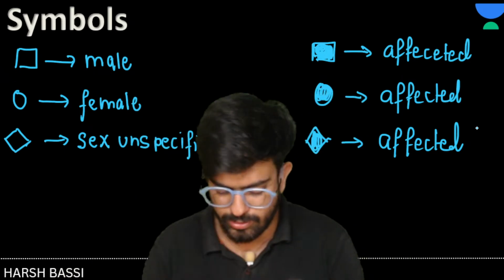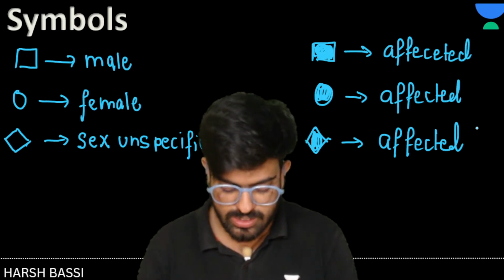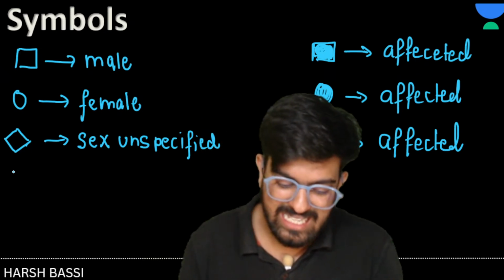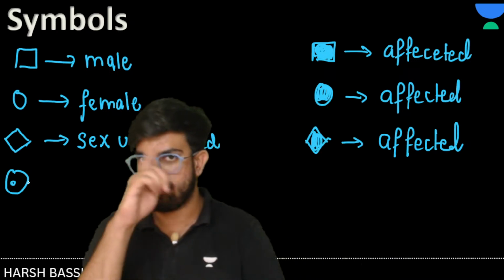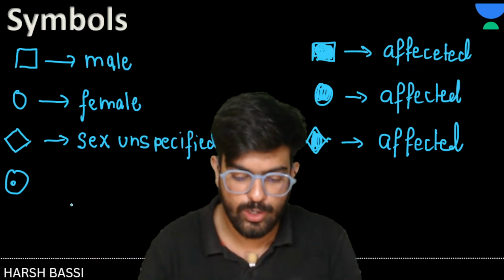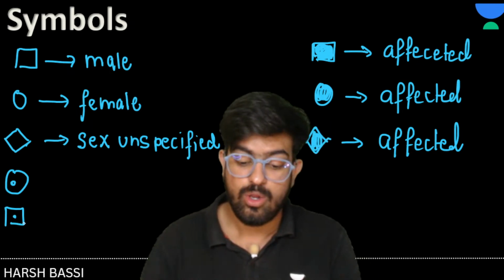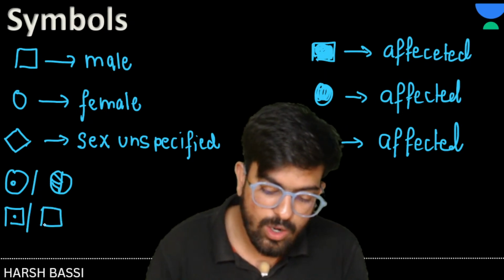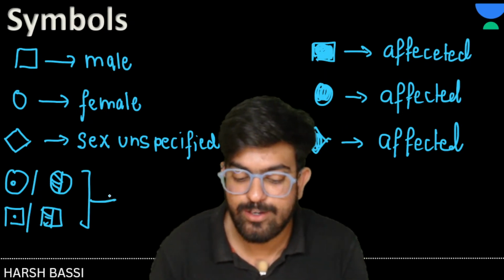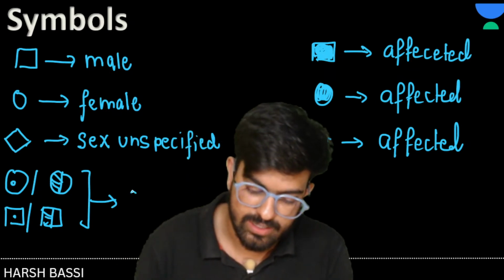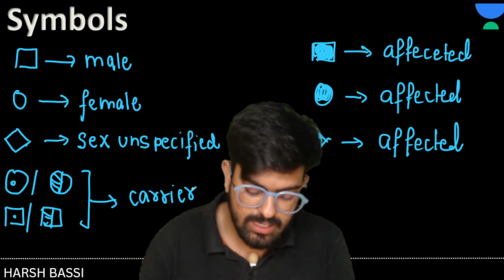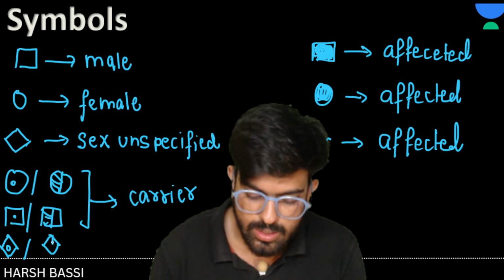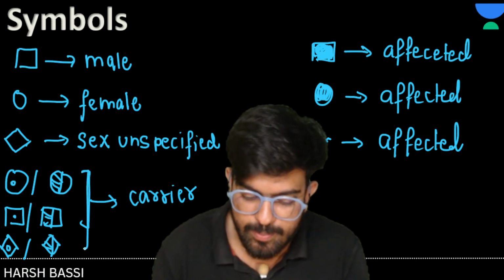Now let's see some more symbols. How to represent carrier? We can represent carrier with a circle and a dot, or square and a dot, or a half-shaded circle, or half-shaded square. These represent what? They are not affected, but they are the carrier, right? In the similar manner for the sex unspecified also. Yes or no? These all represent the carrier.